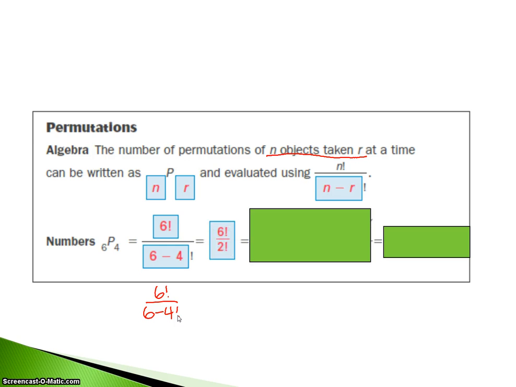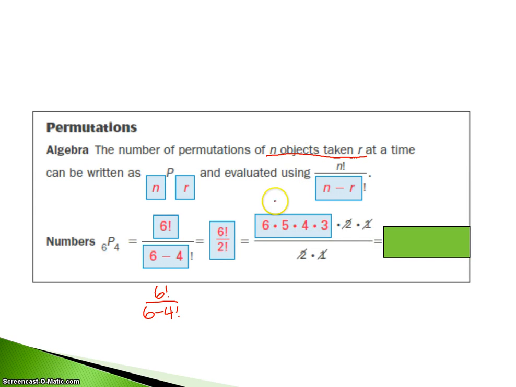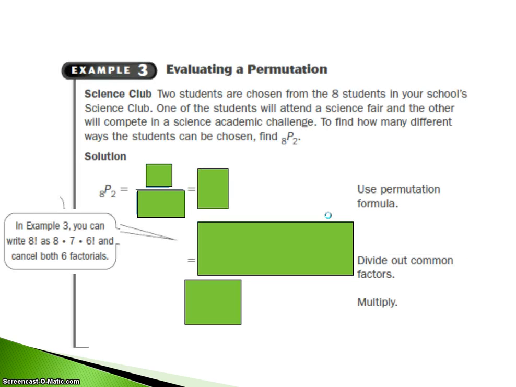Subtract 6 minus 4. Now let's expand the factorials. You can see when I expand the factorials, I can cross off the 2 and the 1 because they appear in both the numerator and denominator. So now all I have to multiply is 6 times 5 times 4 times 3. So let's try that in example 3.